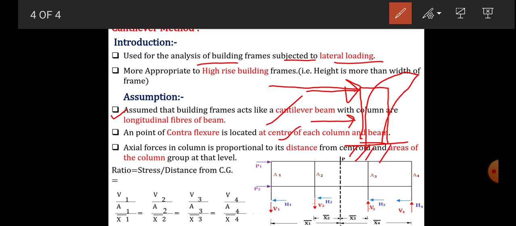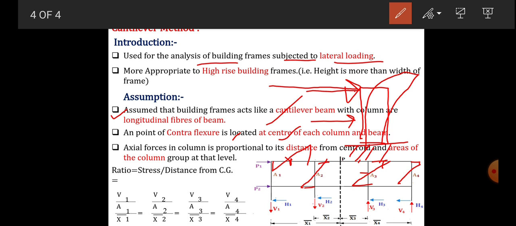And the second assumption, as in the previous method, is that the point of contraflexure is at the center. So the point of contraflexure is at the center of the beam, and for each column it will also be at the center. So that is the second assumption: we assume the point of contraflexure at the center of each column and each beam.